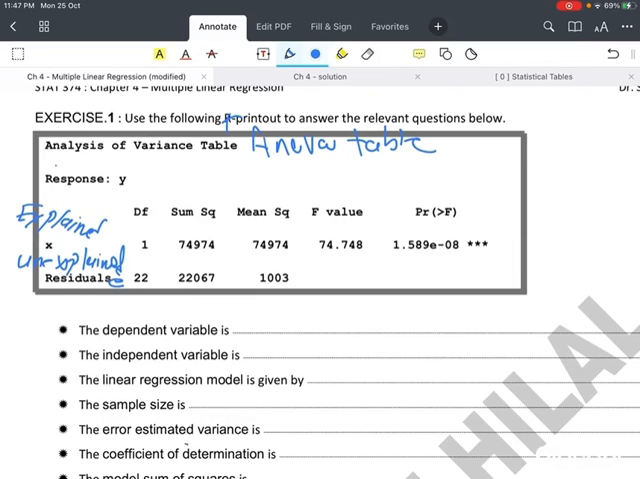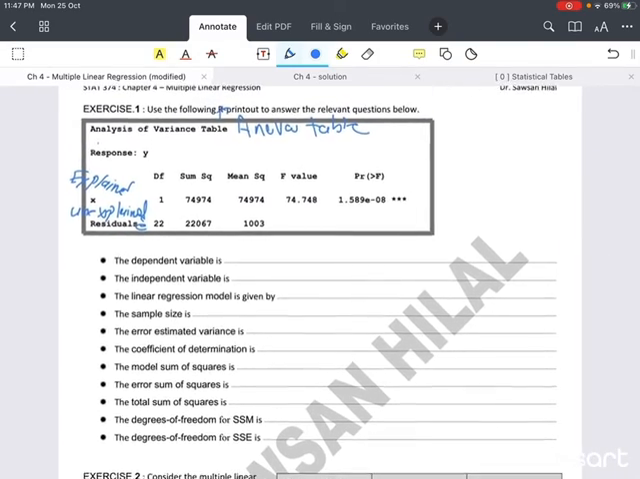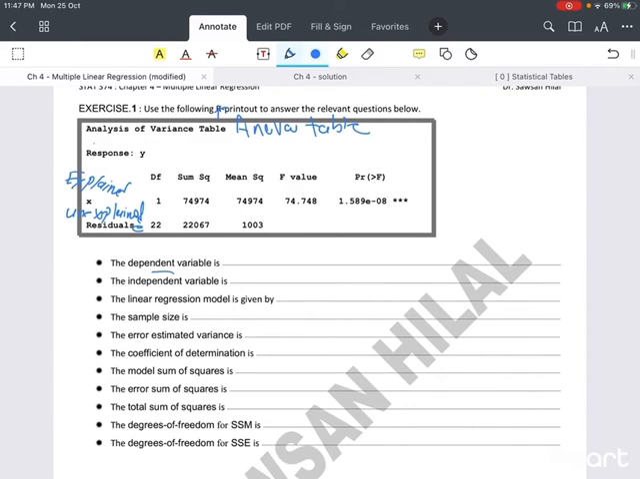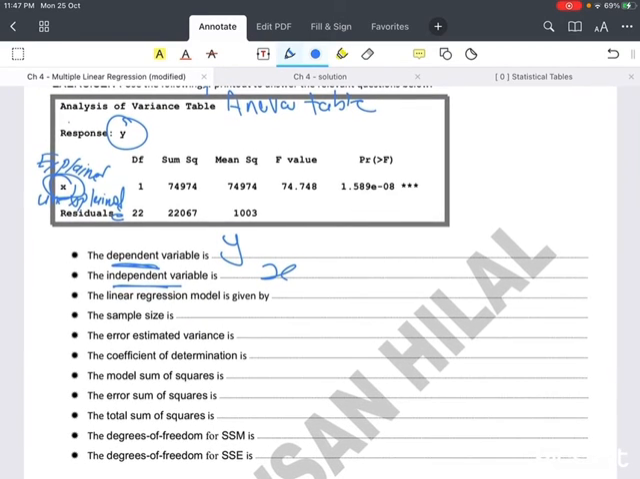So the first question: what is the dependent variable? The dependent variable is Y, so you will write y. What's the independent variable? The independent variable is X. You will write x. The linear regression model is given by what? They only have y and x. So the model will be y equals a plus b x plus error.